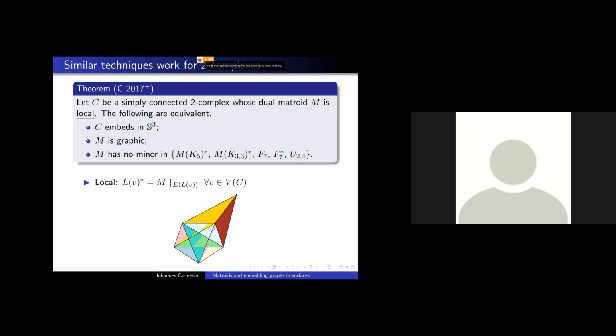So this is really like in Whitney's theorem, right? You have an embedding if and only if some associated matroid is graphic. And in the remainder of this talk, this is what I will call a Whitney type theorem. So this would be some equivalence between the existence of some embedding and a certain matroid being graphic. This is what I call a Whitney theorem.